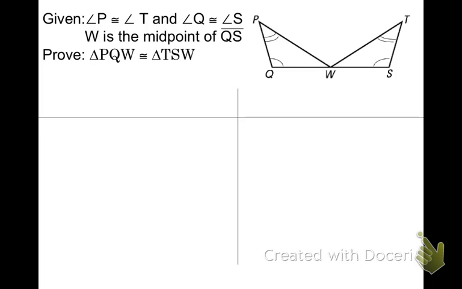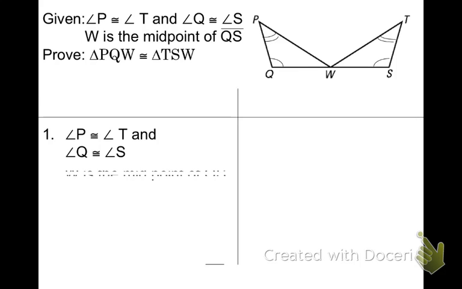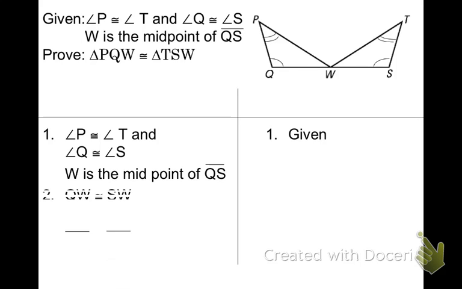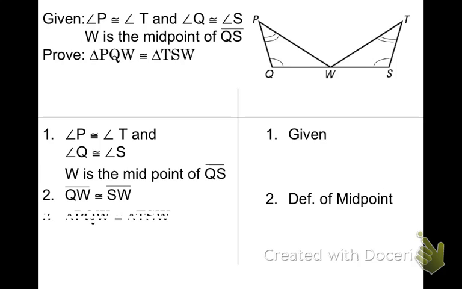Alright, let's do a formal two-column proof. In the diagram, you can see the notation angles P and T are congruent, angles Q and S are congruent. W is the midpoint of QS, that base of this diagram. Let's prove these two triangles congruent. Always start with what's given. Now, QW being congruent to segment SW is based on the definition of the midpoint and is the only additional information we need, because we already have two angles congruent, so the triangles are proved by angle, angle, side.